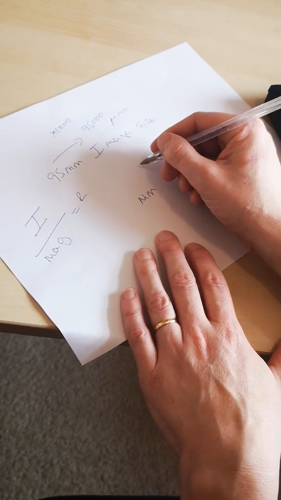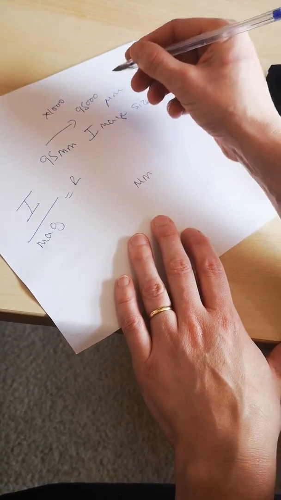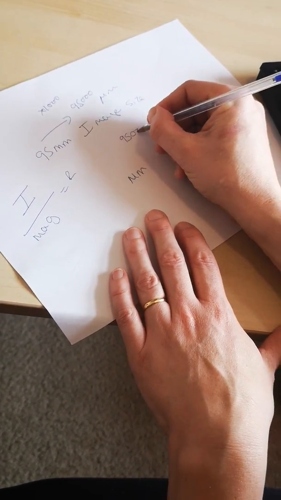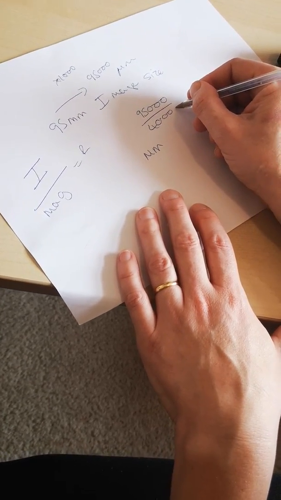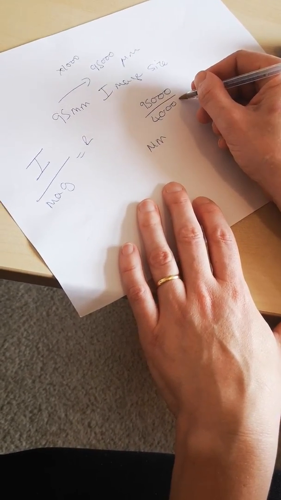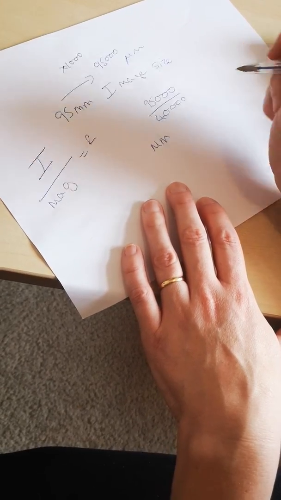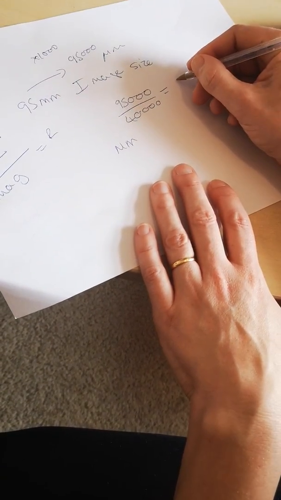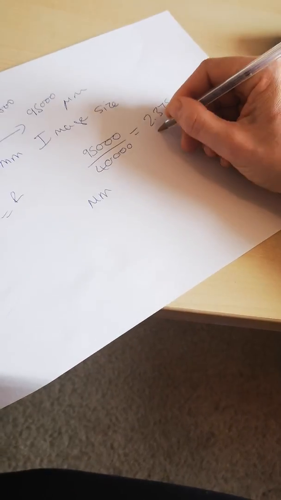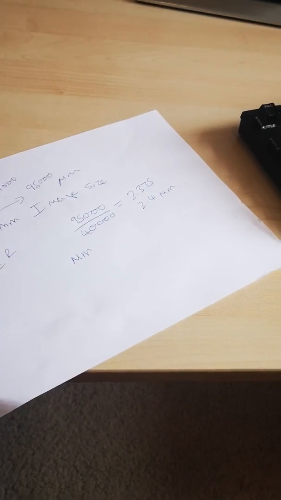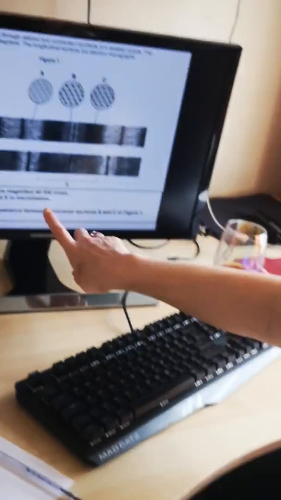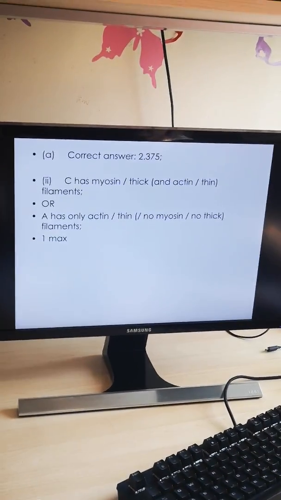So my magnification was 40,000, so I just take that divided by 40,000, and the answer is 2.375 or 2.4 micrometers.